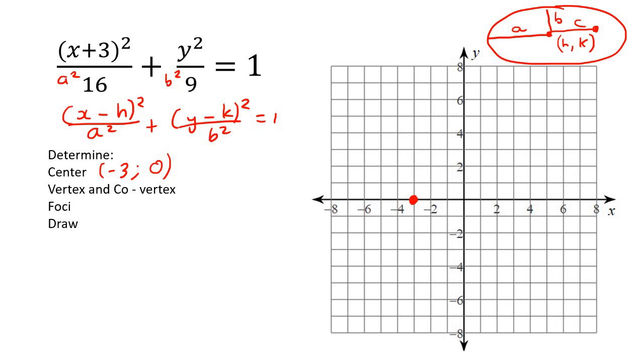The next thing we need to go and do, because remember, this is going to be a horizontal ellipse. So we said we need to go find A, B, and C.